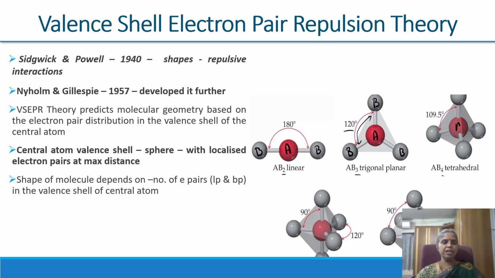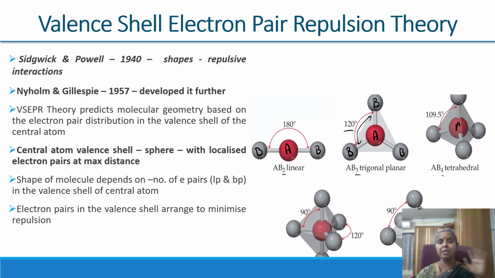Now, shape of molecules depends on number of electron pairs, which includes both lone pair and bond pair, as well as their distribution in the valence shell. Electron pairs in the valence shell arrange to minimize repulsion. When there is attraction, they try to come together. Positive charge, negative charge, they have attraction, so they try to come closer. That's what we have learnt in the ionic bond. But when there are repulsive interactions between electron pairs in the valence shell, they try to get farther apart. Why do they try to get farther apart? So as to minimize repulsion.